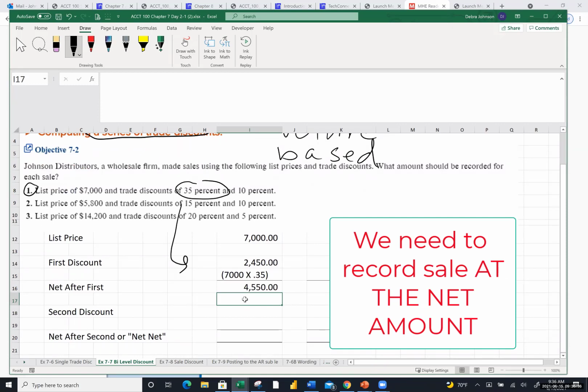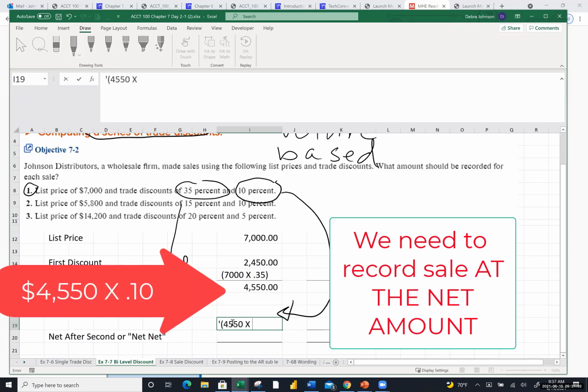And that's where you apply that second discount. The mistake I'll see students make is they'll take 10% off the 7,000, and that's not what you do. That second discount for the big mega users is taken off this net. So my second discount is not 7,000 times 10%. It's $45.50 times 10%. And let's go ahead and calculate that.